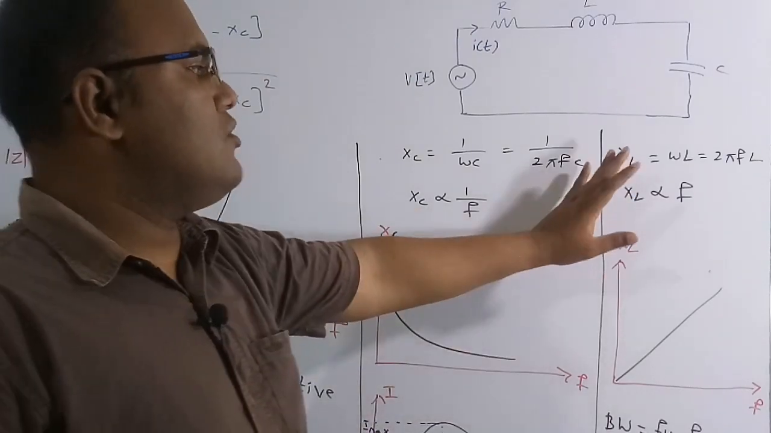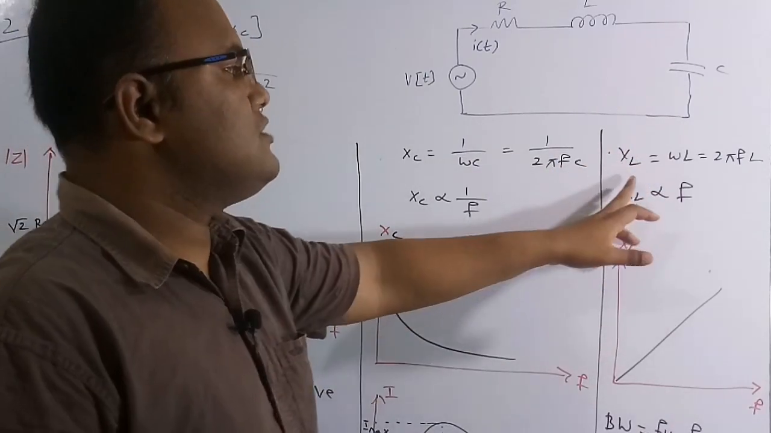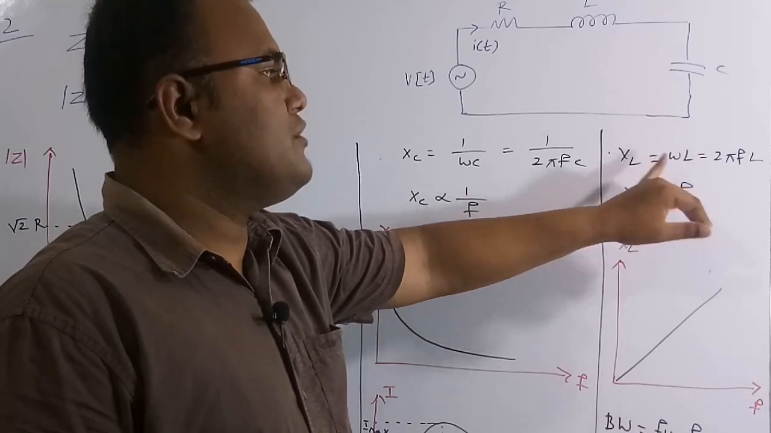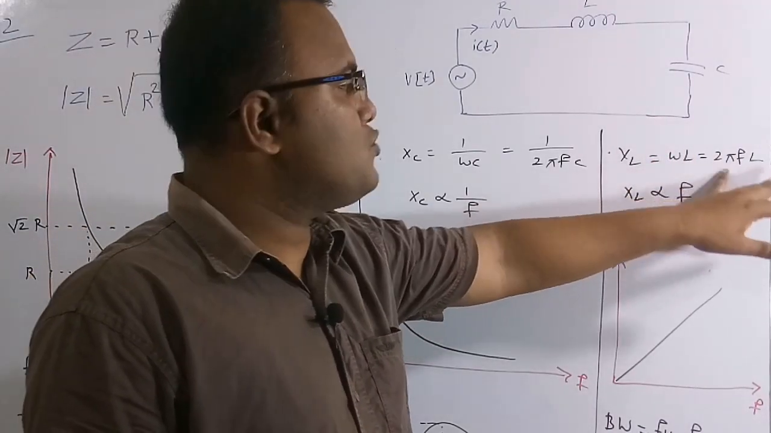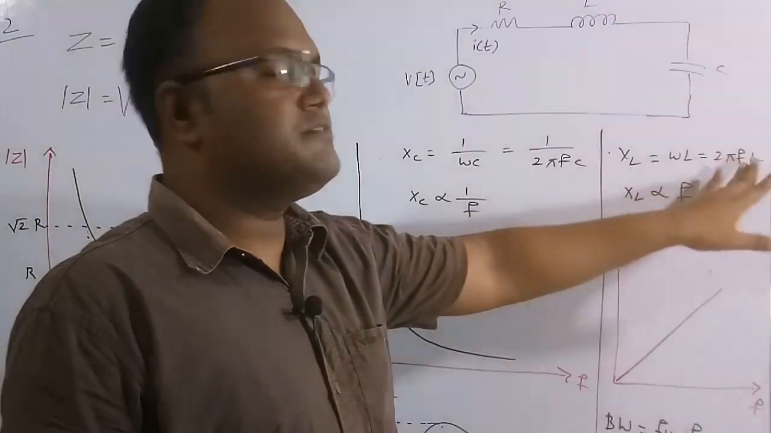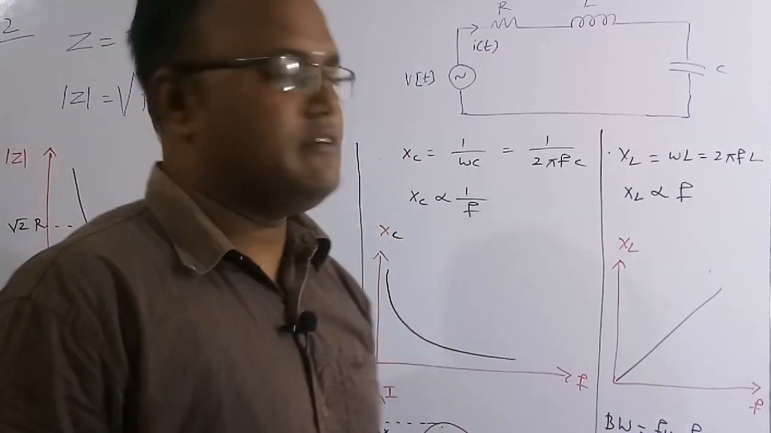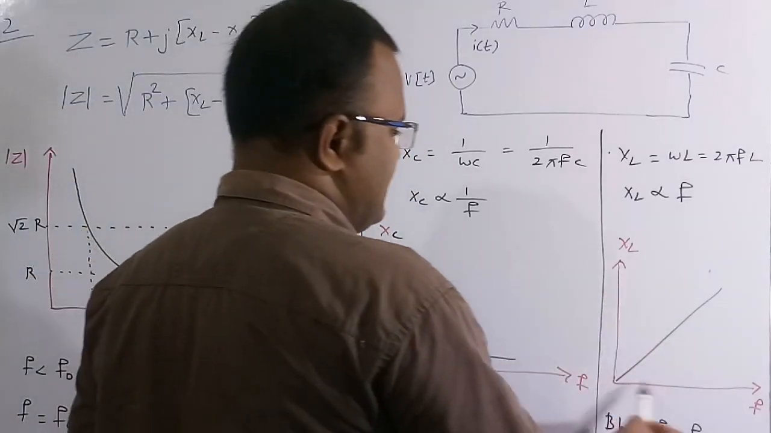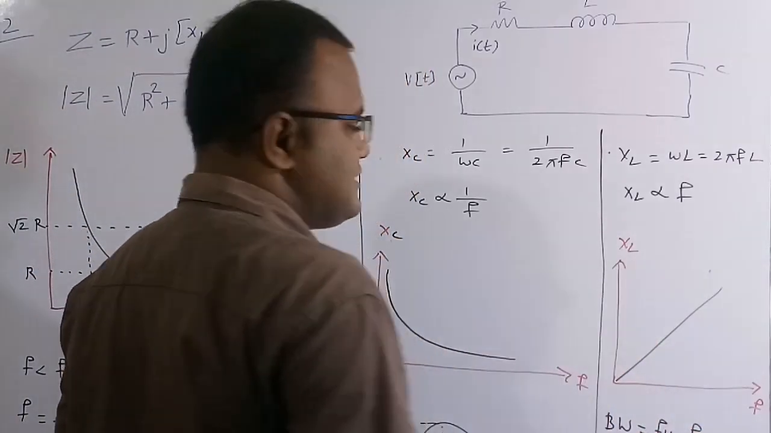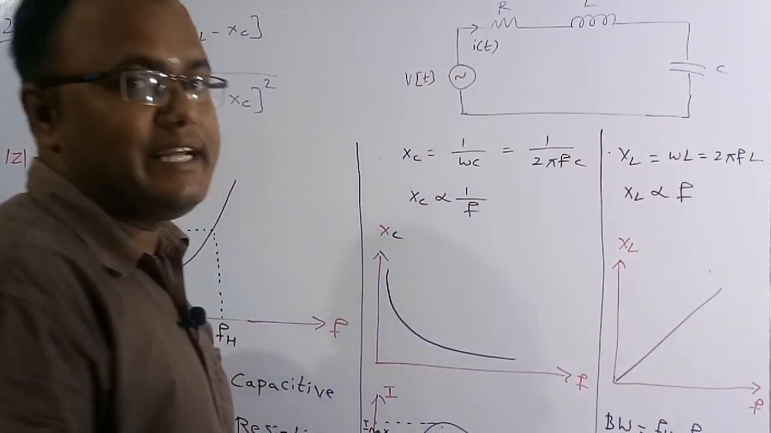Similarly, now I want to draw the diagram for the inductor reactance versus frequency. Inductor reactance is equal to omega L, and I replace omega by 2 pi f, therefore 2 pi f L. The inductor reactance and the frequency are directly proportional, so XL is directly proportional to frequency. This is the diagram we are going to get. At lower frequencies the inductive reactance is very low. As the frequency increases, the reactance also goes on increasing.